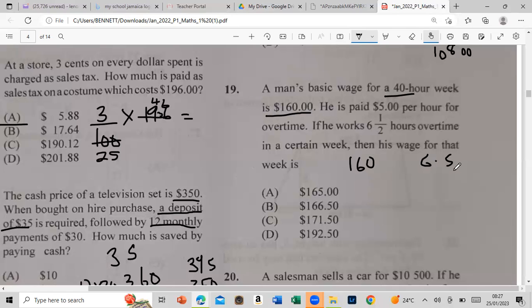times $5. Yeah, $5. This was pretty straightforward. Alright, so 5 times 5 is 25, 5 times 6 is 30, and that's 32.5. So on the 160, we're gonna add this, the regular plus the overtime. That's 192.50. Alright.